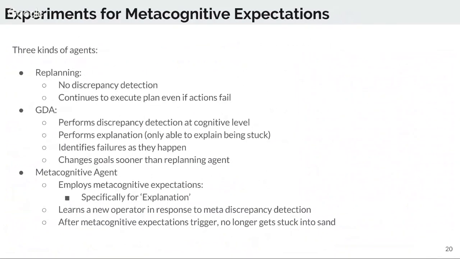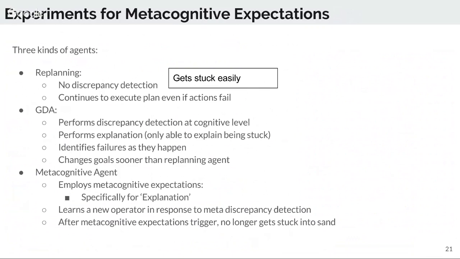So we implemented 3 kinds of agents. We did an ablation study. The last agent has these metacognitive expectations that I was just talking about. Specifically, it has the explanation expectation. The first agent is a replanning agent. It doesn't do any discrepancy detection. Goals are given to it, it generates a plan, and it starts executing it. If it gets stuck in a sandpit, it just keeps trying to move where it thinks it's going to go until it's done executing the plan, and then it tries the next goal. So it gets stuck easily, basically. Once the wind starts blowing, it's blown into a sandpit.